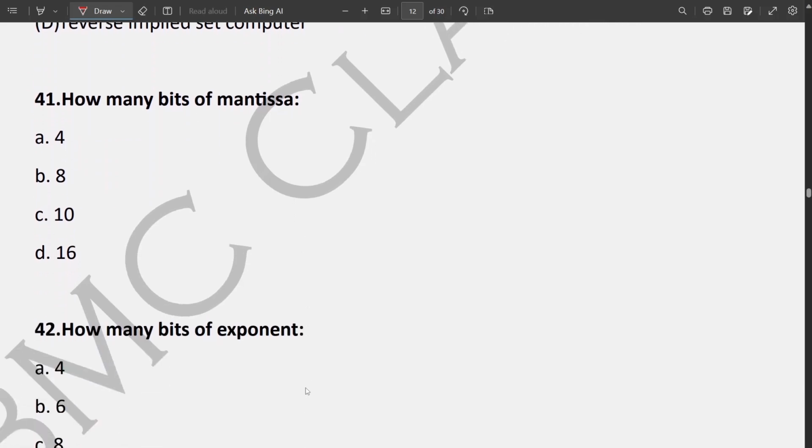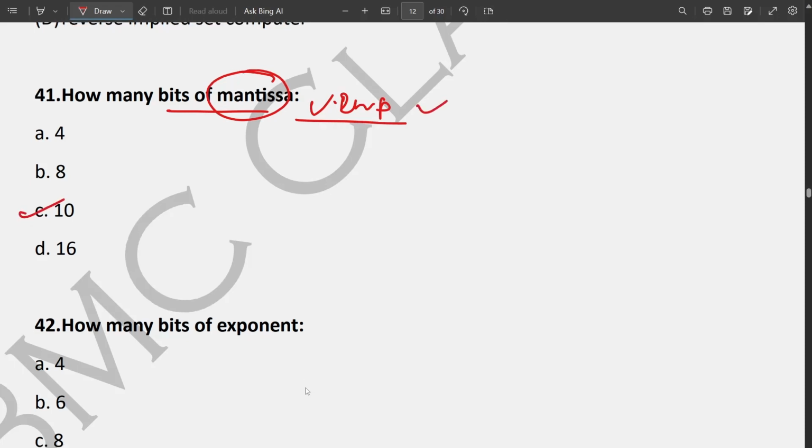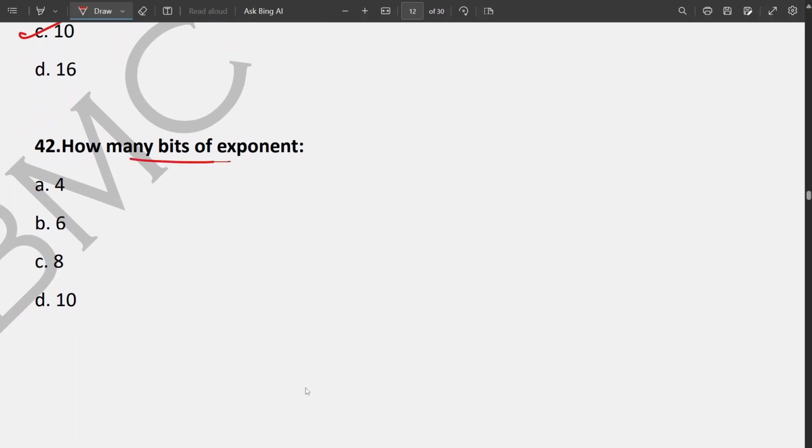Next, how many bits of mantissa? This is a very important question. So the answer is mantissa has 10 bits. How many bits of exponent? Exponent has 6 bits. Option number B is correct.